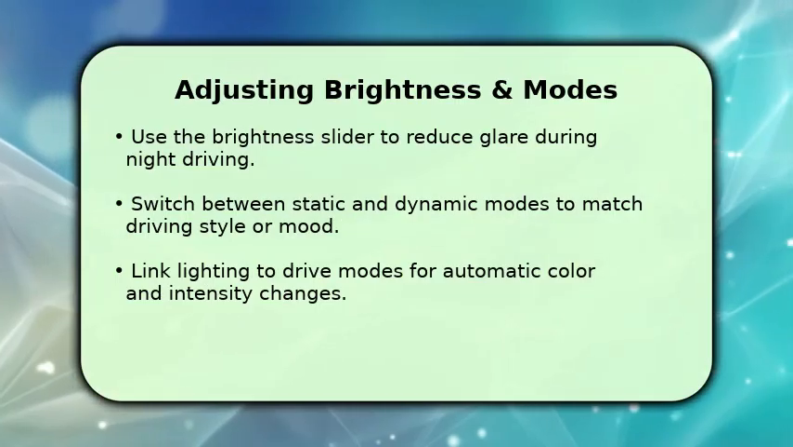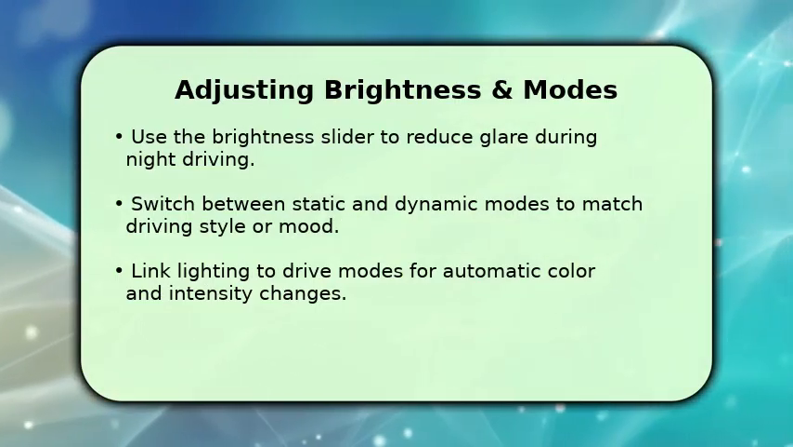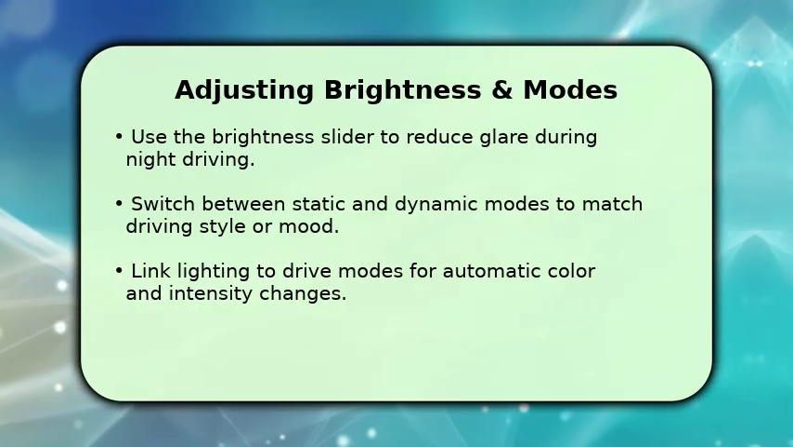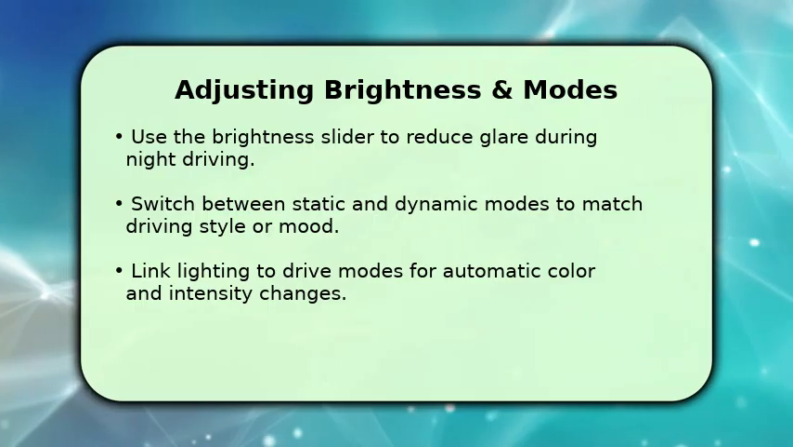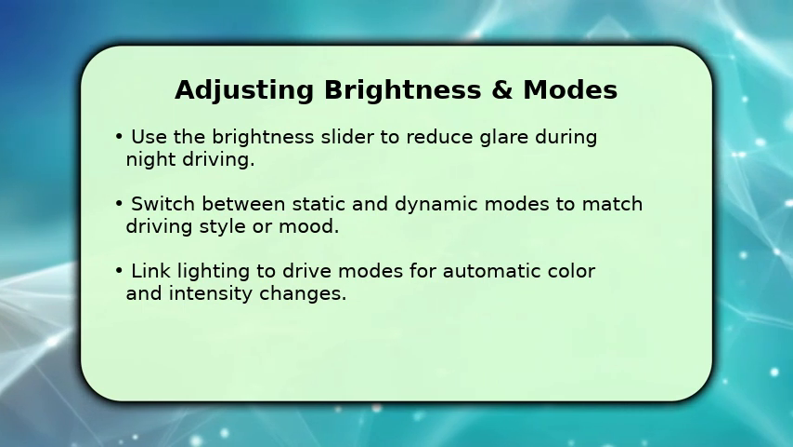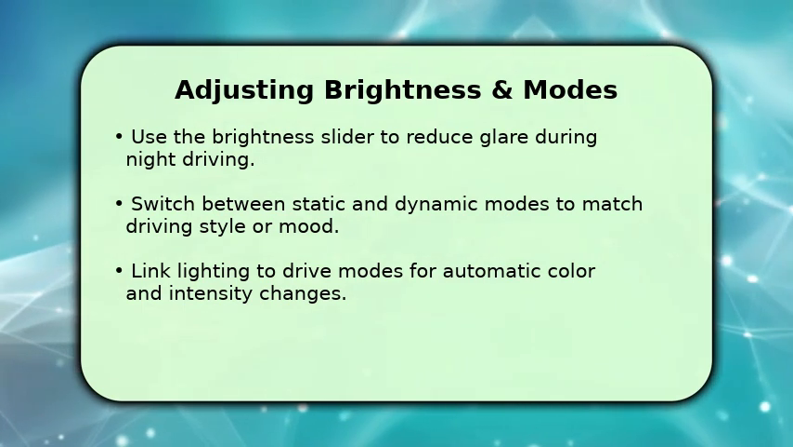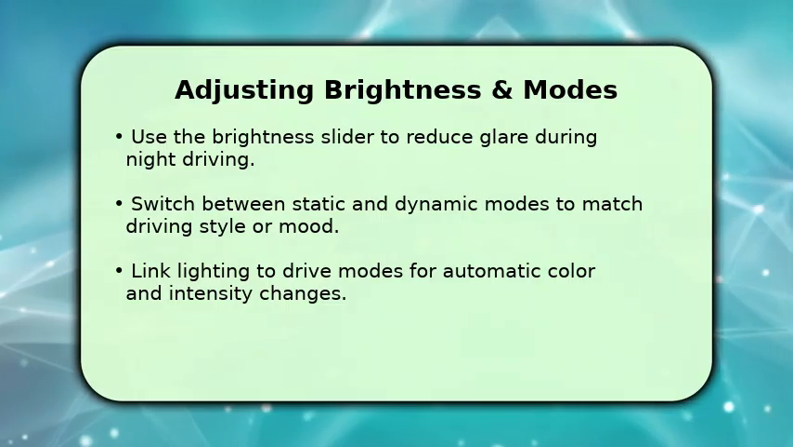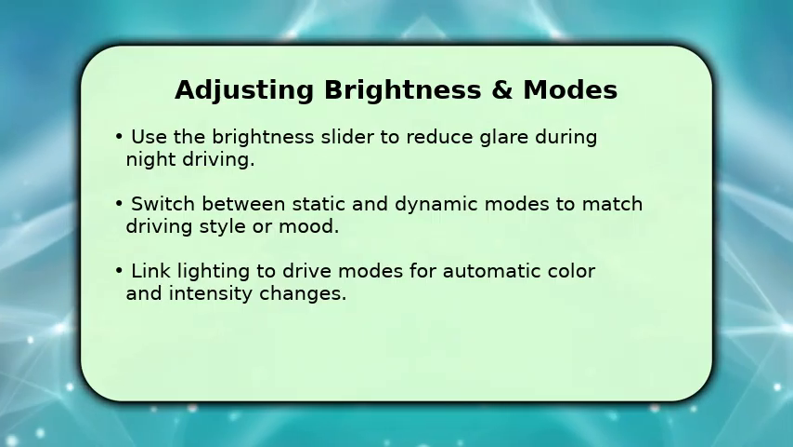Adjust the brightness slider to reduce glare at night or brighten the cabin during the day without changing color. Explore static, dynamic, and pulse modes if available to give subtle or active lighting effects that match your preference. Consider linking ambient lighting to drive modes so colors and intensity change automatically when you select Comfort, Eco, or Sport. Save custom modes as profiles to switch between settings instantly.